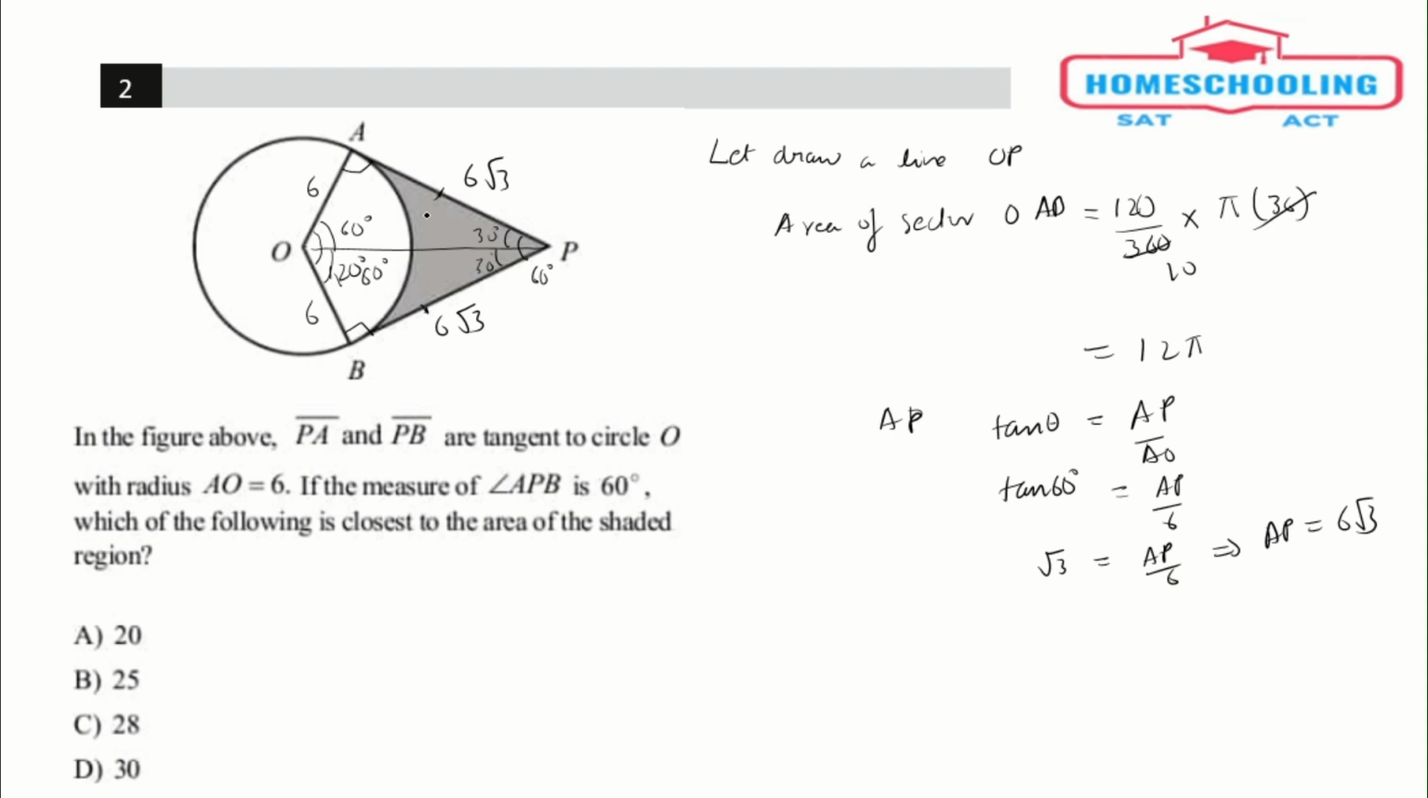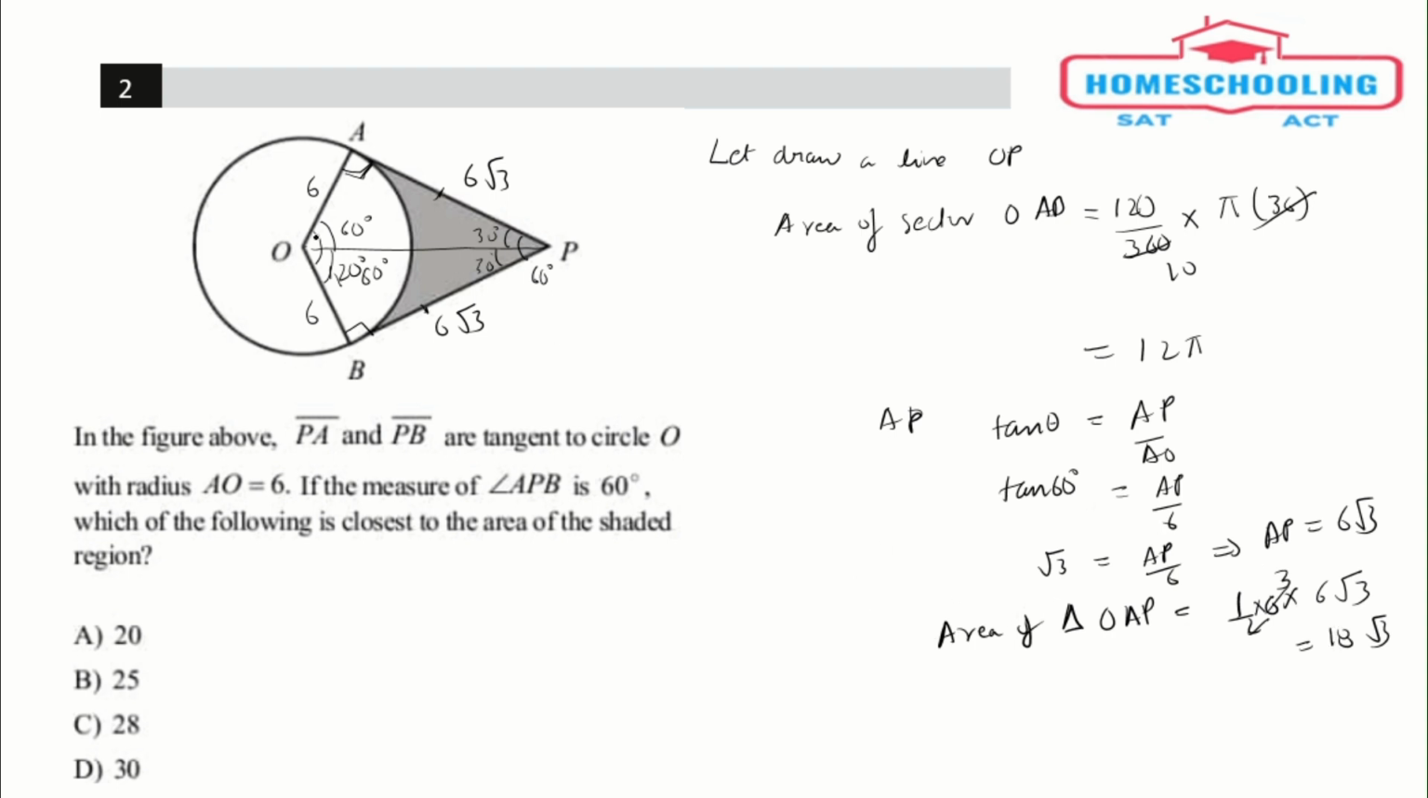Now we have to find the area of this triangle. The area of triangle OAP: as we can see this angle is 90 degrees, so it's a right triangle. For a right triangle the formula is half into base into height. So base OA is 6 and this height AP is 6 root 3. So 3 times, it is going to be 18 root 3.